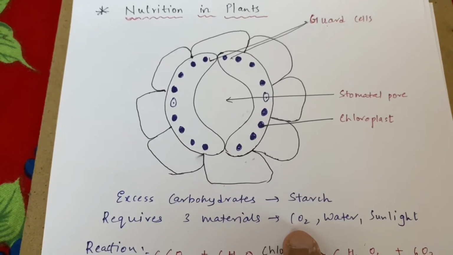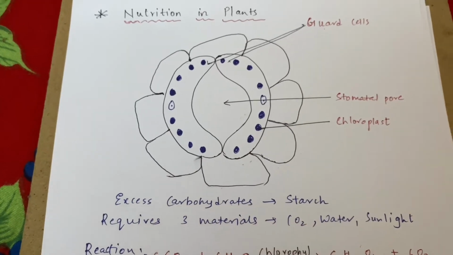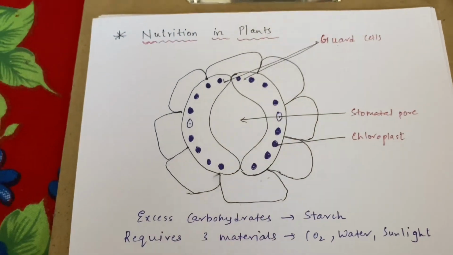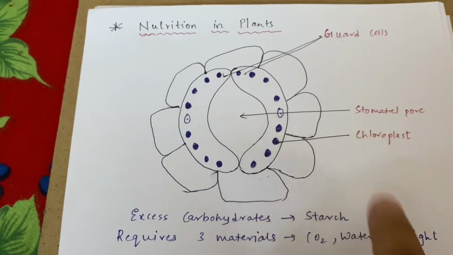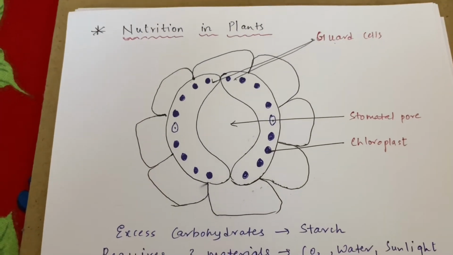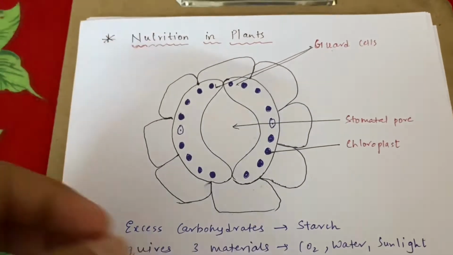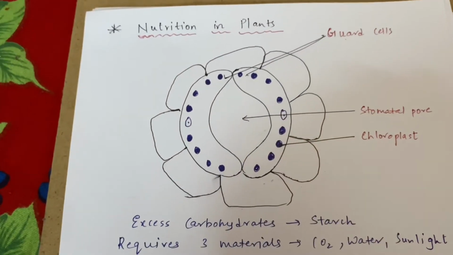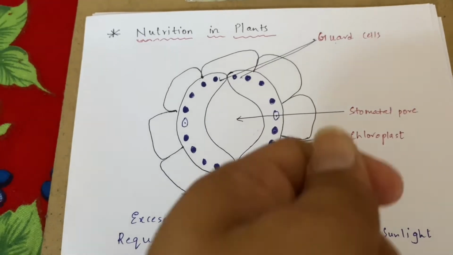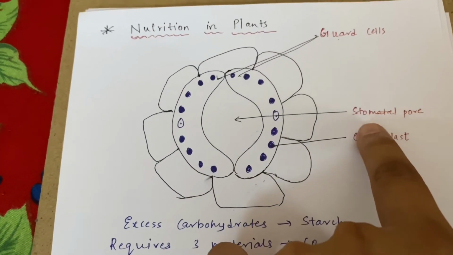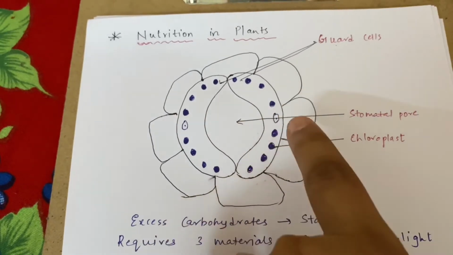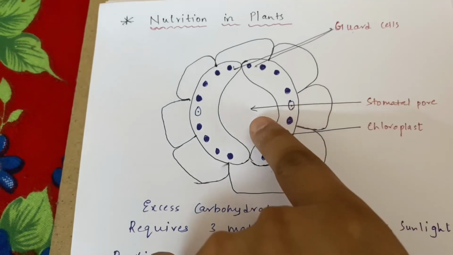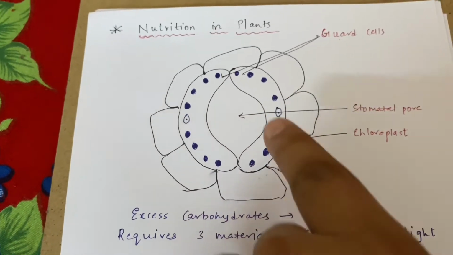But carbon dioxide is a gas, so there is a process which exchanges the gases, correct? For this you have guard cells and stomata pores, correct? Now when the plant needs to manufacture food, what does it do? The guard cells open the stomata pores. The stomata pores are the tiny pores from which the gases can be exchanged. As the stomata pores are opened, the gases can be exchanged. So from the atmosphere, the carbon dioxide enters into this leaf, and the plant starts to manufacture the food, correct?